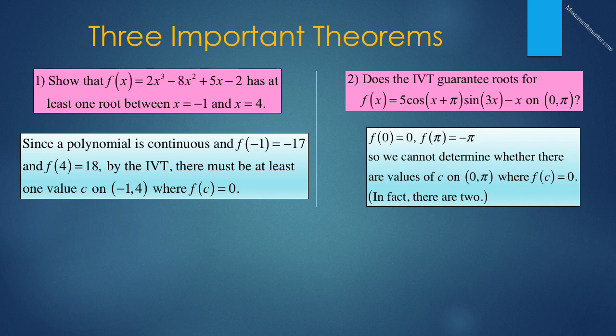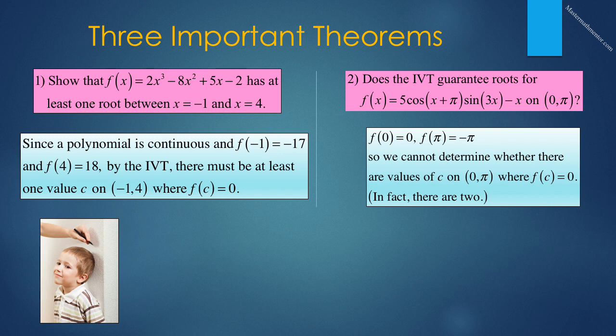So we cannot determine whether there are values of c on 0 to pi where f of c is equal to 0. One of the f values must be positive and one must be negative to determine whether there are roots. In fact, if we graph this, we will find that there are two, but the intermediate value theorem is of no help.